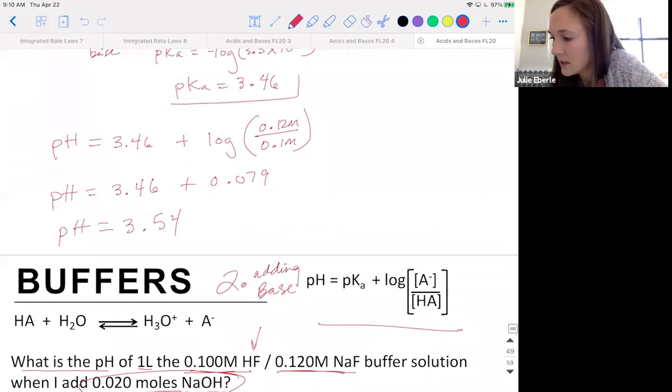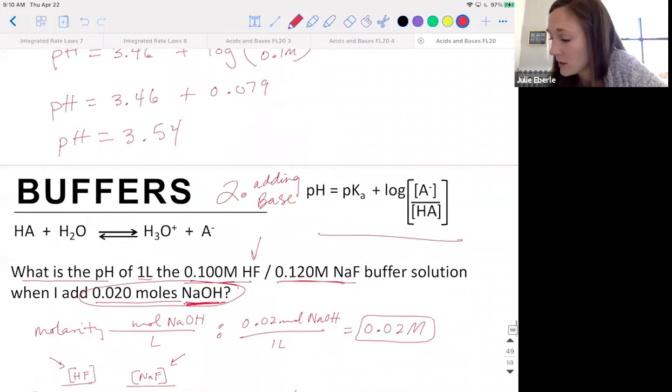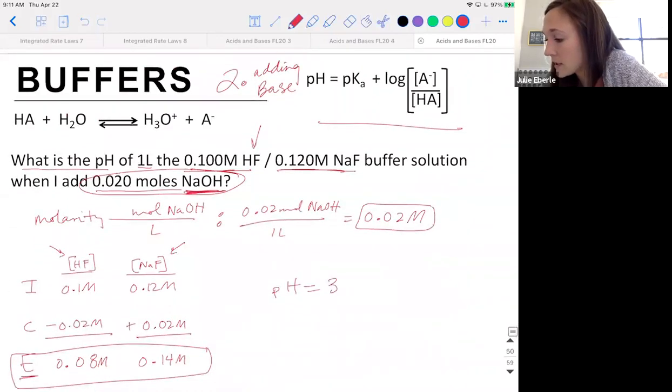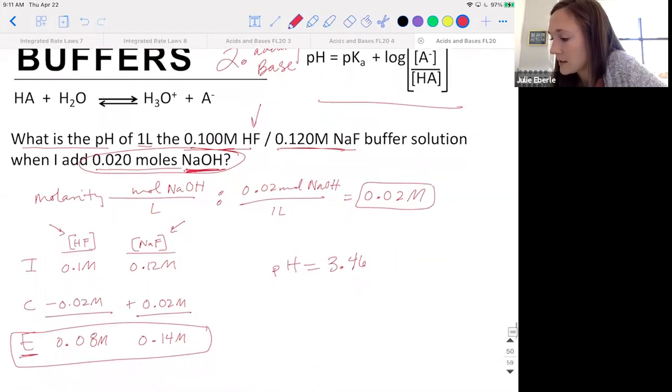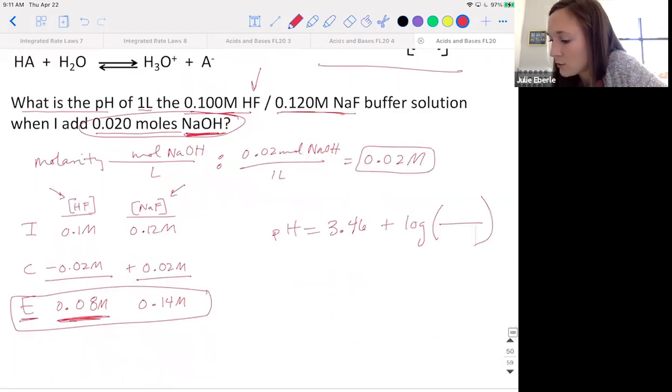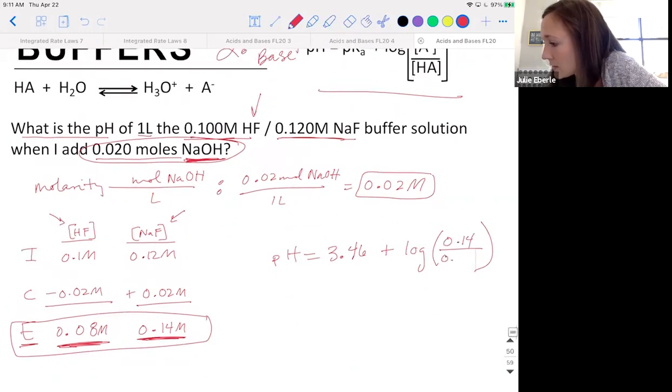Okay, we calculated pK. Same pK throughout every part of a buffer problem. 3.46 on this particular one, but it may not always be 3.46. Depends what your weak acid is. Plus the log of, okay, what goes on top, what goes on bottom. Remember, these are the new concentrations. We're not plugging in the original ones. They have now changed because they've neutralized the base we added. Yep, that's right. Conjugate base on top, so 0.14 divided by 0.08.